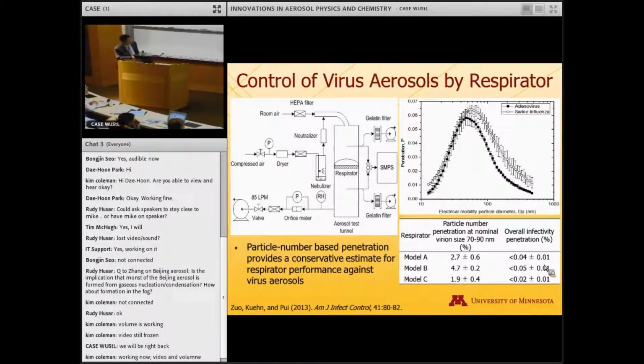Now, when we look at the number concentration penetration compared with the overall infectivity penetration, we find that the virus infectivity penetration is at least 2 orders of magnitude lower than the physical penetration. So in a way, this is good: if the respirator is tested against sodium chloride particles, we know that it can protect you 2 orders of magnitude better against virus particles penetrating through the respirator.